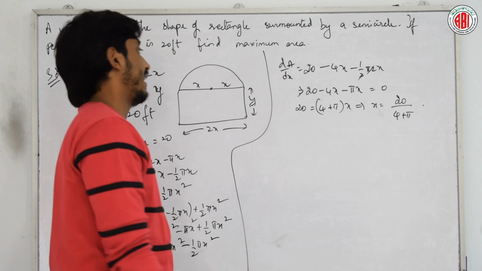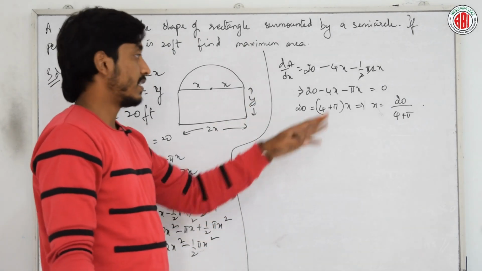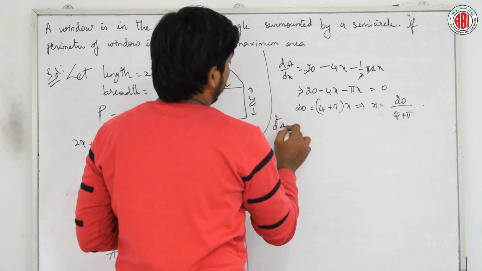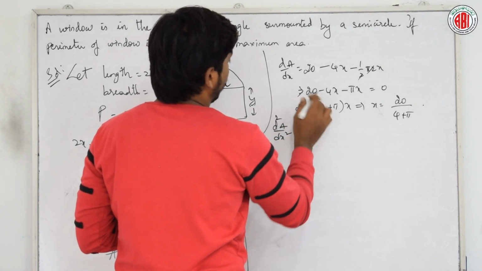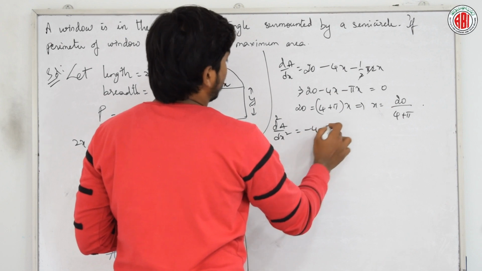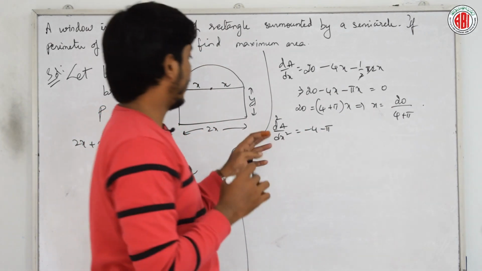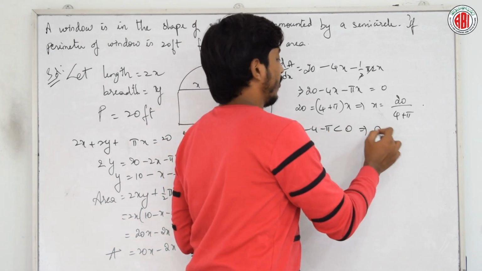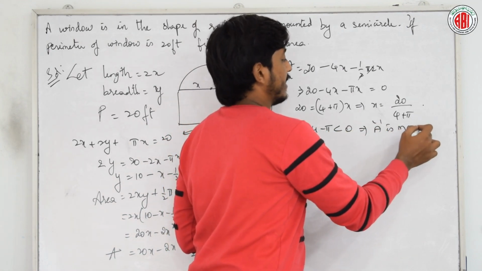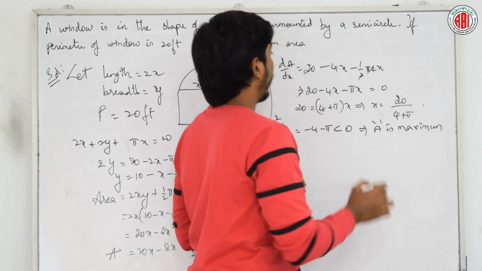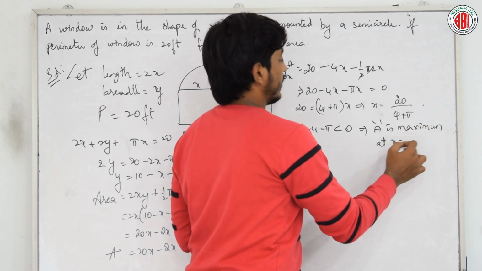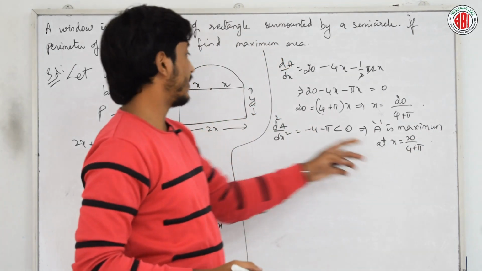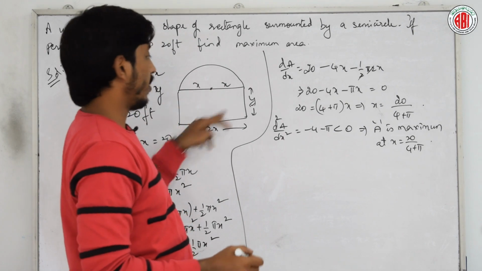Okay. Now the next step, differentiate this again, substitute it, you have to get a negative value. What do we get here? d square A by dx square is equal to minus 4 minus pi. Yes, we need not substitute x anywhere here. Obviously this is less than 0. Therefore, A is maximum at x is equal to 20 by 4 plus pi. Now we have to substitute this x value and find the area of the total thing.